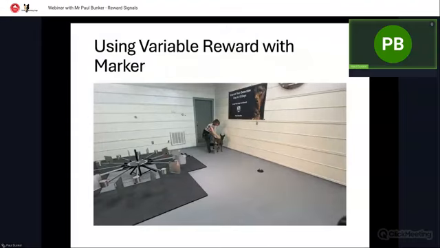We also use variable rewards with the marker. So again, this is a bell. In this case, for the marker, we're just using some food, and you can see it's black. We're using a low value reward in this case because we want lots of repetitions of this behavior.